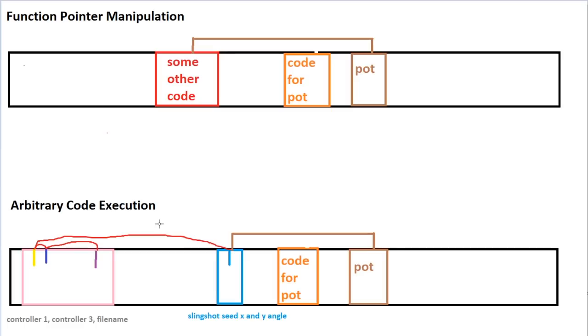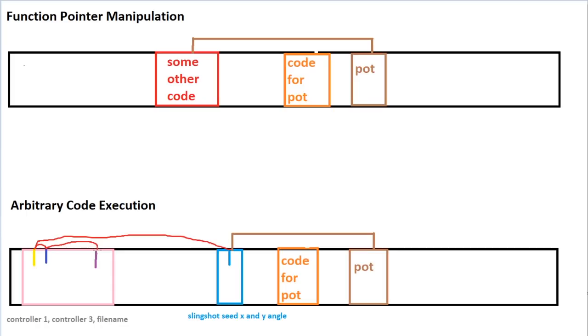The issue is more with running data as code. So down here we're running seed angle as code and file name and controller inputs. The VC recompiler is looking for a valid function, so you can't just create your own code with data and run it. But VC has no issues with function pointer manipulation, so in this case, like for pot chests, it works just fine because you're running valid code. It's valid game code that's already there.